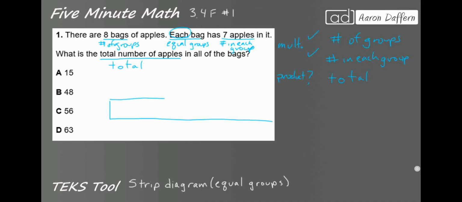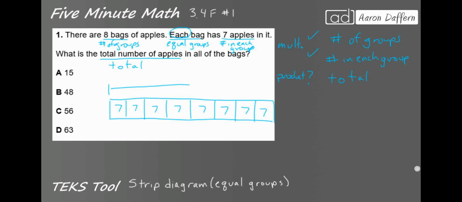And so I'm going to draw 8 groups. And what I'm going to do is I'm going to cut it in half. I'm going to cut each half in half. So now I've got fourths. Then I'm going to cut each half of a half, a fourth, in half. And now I'm going to have eighths, because 2 times 2 is 4, times 2 is 8. And then I can say 7, 7, 7, 7, 7, 7, 7, 7. And now I'm just looking for my total.